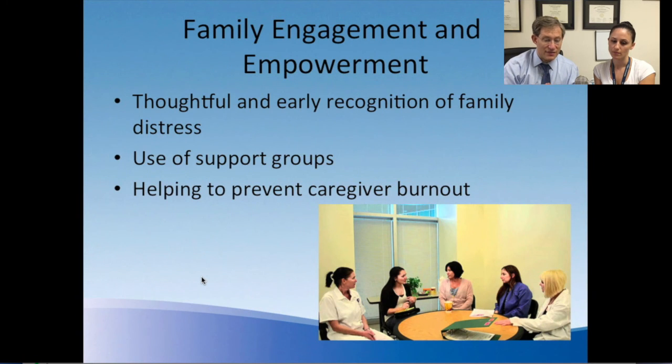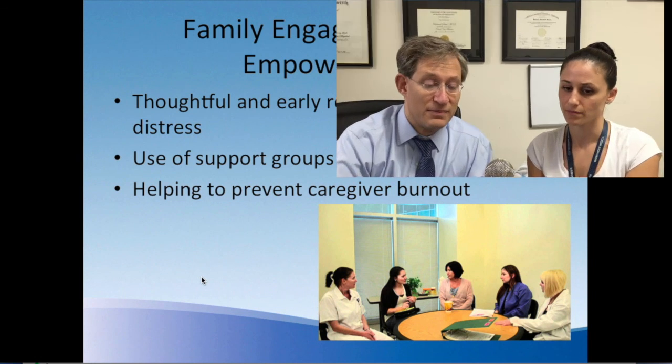And again, we've got a slide here focusing in on just the very basics of some examples given by this website of thoughtful and early recognition of family distress. They mention using support groups and, importantly, helping to prevent caregiver burnout, making sure that family members understand that it's okay if they leave for a little bit and that them taking care of themselves really is important too, because we as the critical care team need the family members to have their own strength so they can help work with us to care for their loved one and help us make some important decisions as they come up. So that's really the focus of this video.